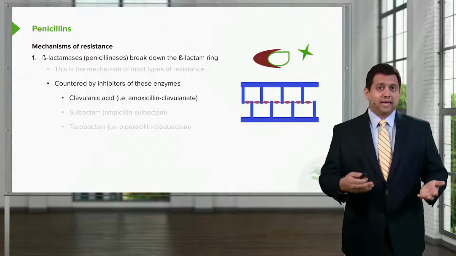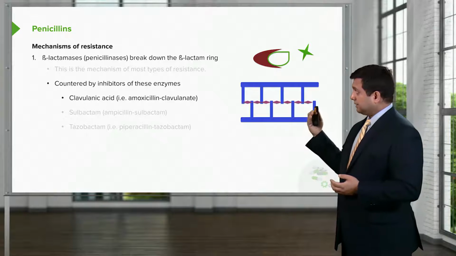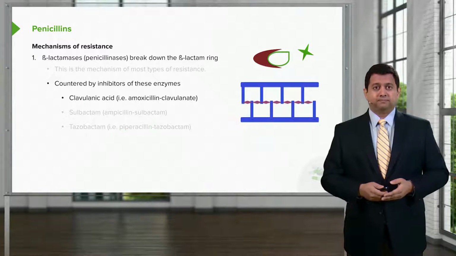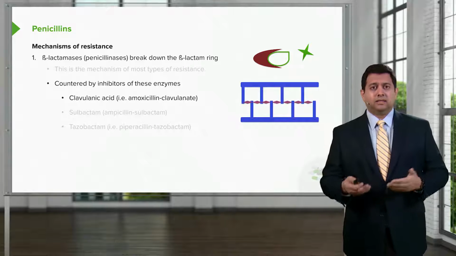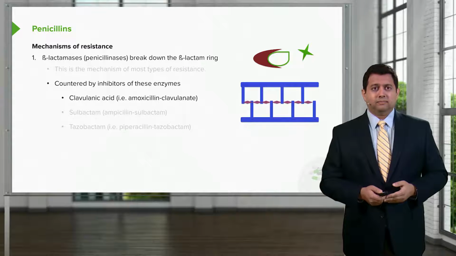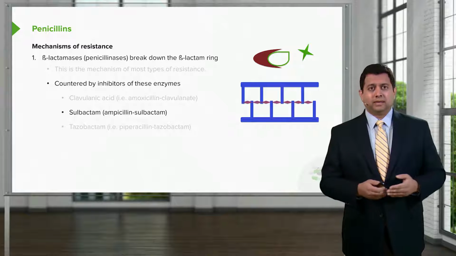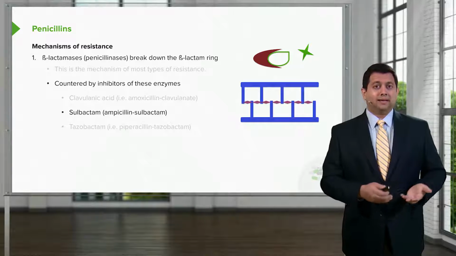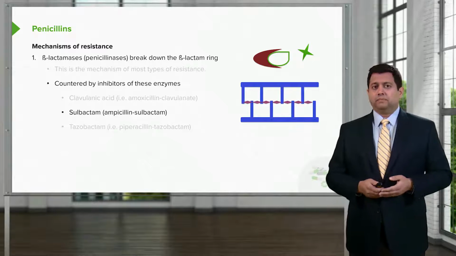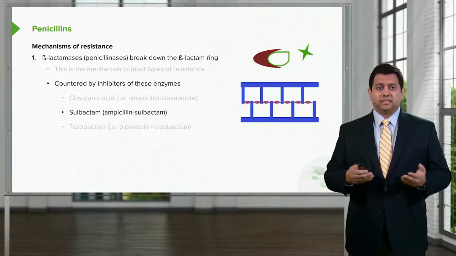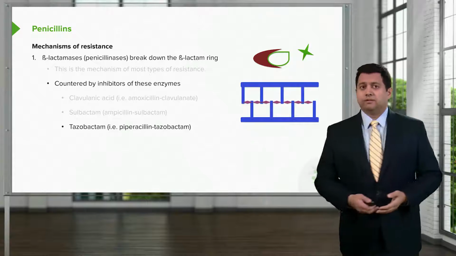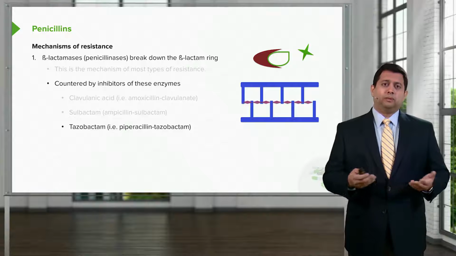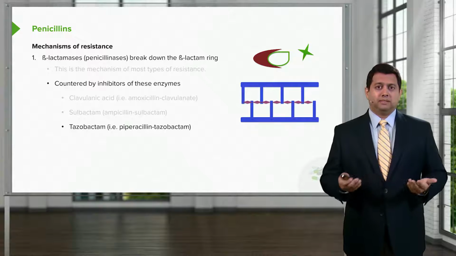So clavulanic acid is an agent that inhibits the beta-lactamase. Now, we use that in combination with amoxicillin, and we sell it as amoxicillin clavulanate. Sulbactam is another beta-lactamase inhibitor, and we sometimes combine that particular agent with ampicillin, and we sell ampicillin-sulbactam. And tazobactam is the third one, and for example, we'll combine it with piperacillin as pip-tazo.